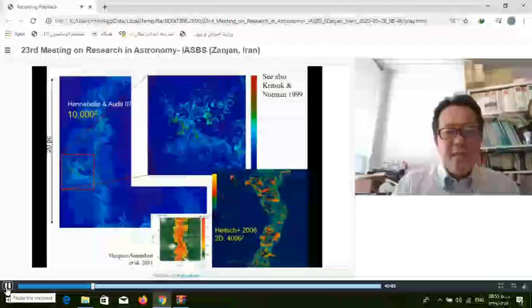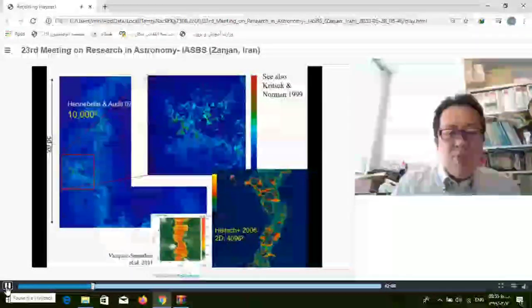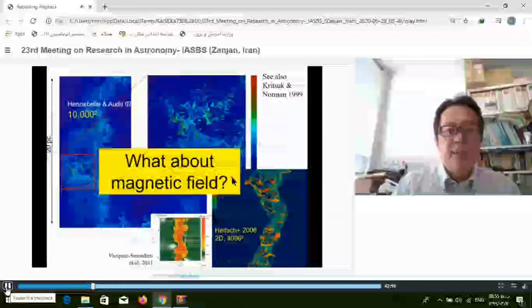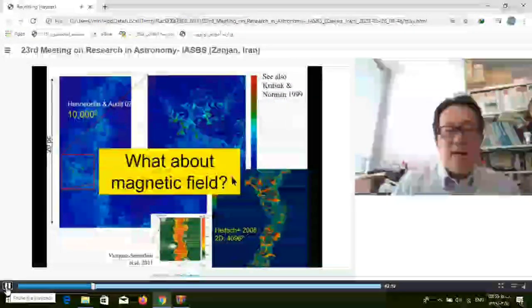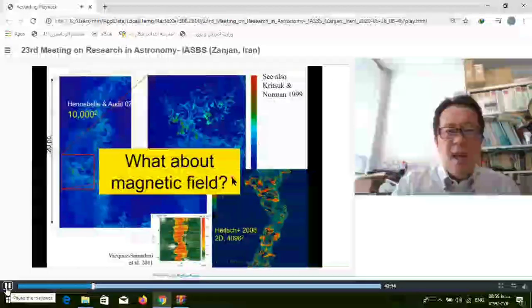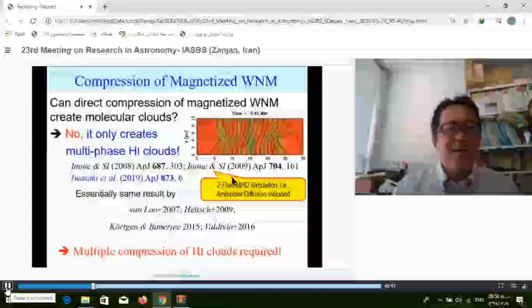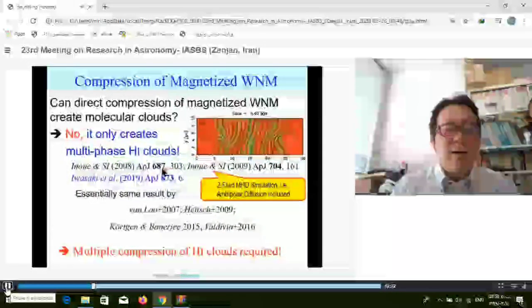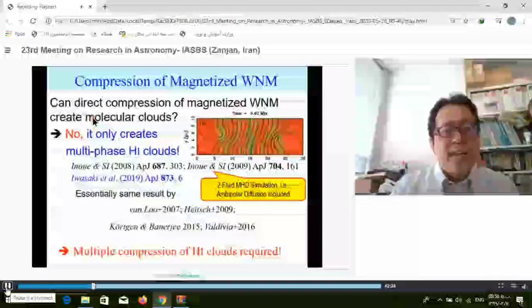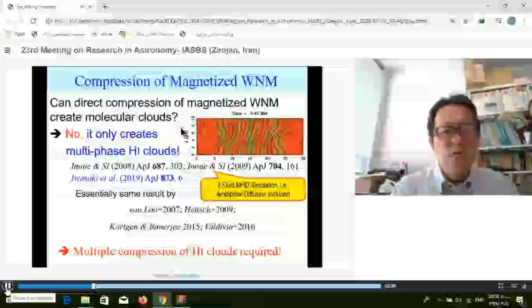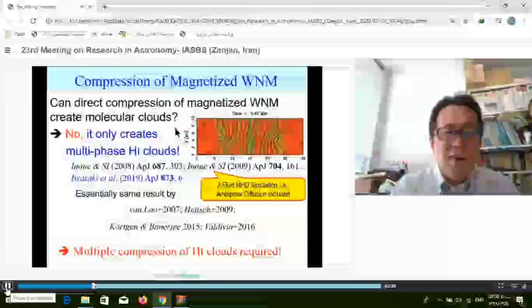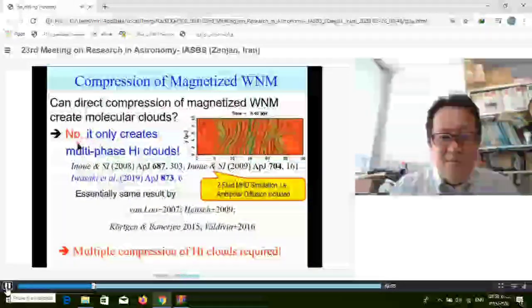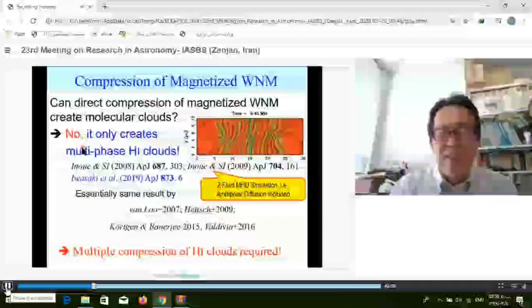We have a nice understanding, but we're still missing one important physics. That is, of course, the magnetic field. Actually, I have to explain so many things about the magnetic field, but let me show you just the result. I will skip all the detail and explain the result. The main question is the following: can direct compression of magnetized warm neutral medium create a molecular cloud or not? The answer is no. The answer is very different from the case without magnetic field.